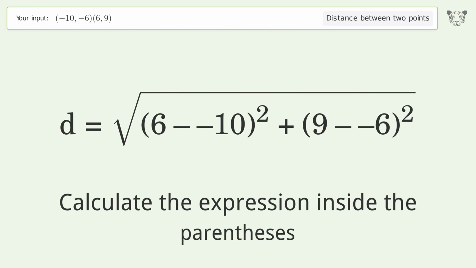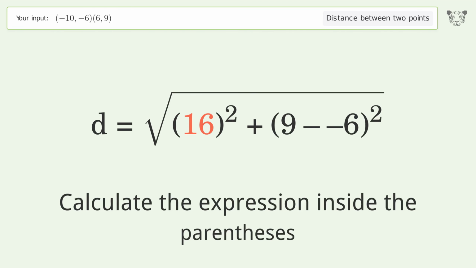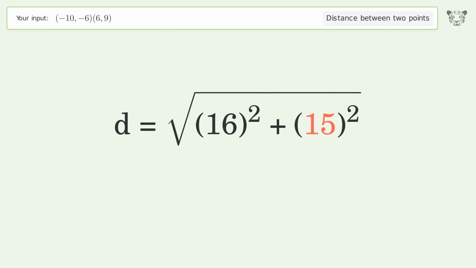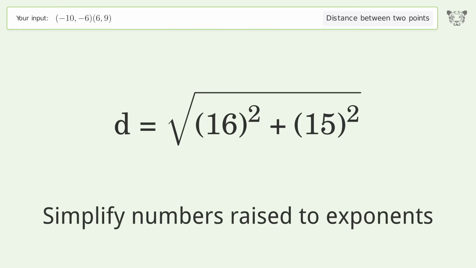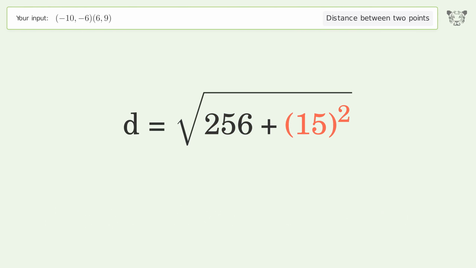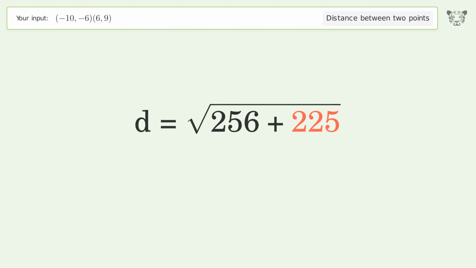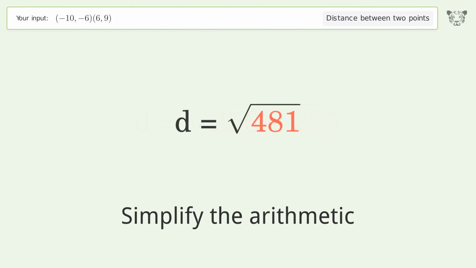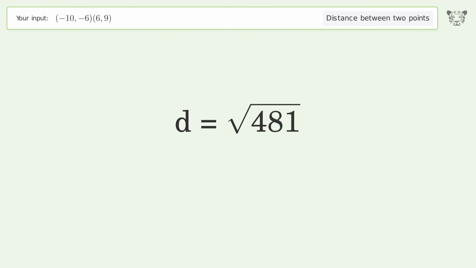Calculate the expression inside the parentheses. Simplify numbers raised to exponents. Simplify the arithmetic. And so the distance between the 2 points is the square root of 481, or 21.932.